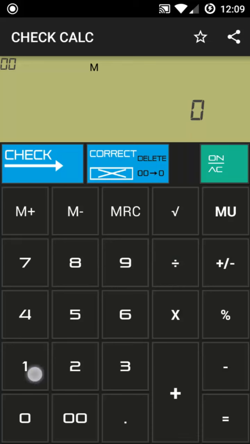He will simply input 100 MU 20%, and the answer he gets is the price which he has to mark on the product, so that after giving 20% of discount, he will be able to sell the product at 100.